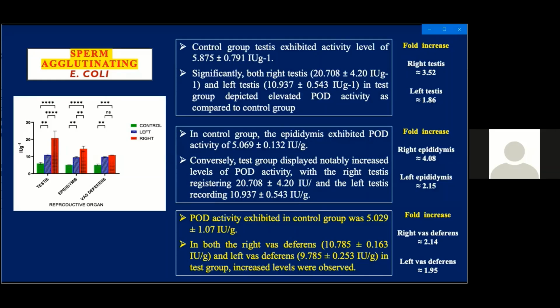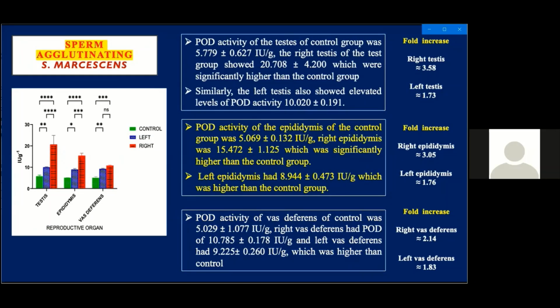When the level of POD was checked in the tissue homogenates of the mice administered with sperm-agglutinating E. coli, again we could find the same pattern, that the level was high on the right-hand side of the organs as compared to the left side of the organs, and the level was almost the same in the testes and epididymis, whereas it was less in case of vas deferens. A similar pattern could be seen in case of Serratia marcescens also, where the level was high on the right side of the organs as compared to the left side, and high in testes as compared to epididymis and vas deferens.